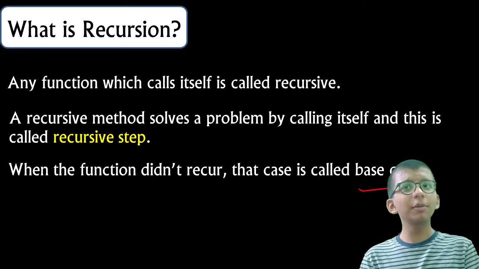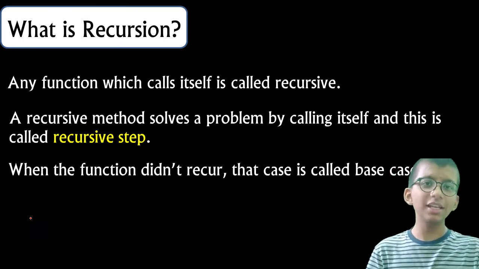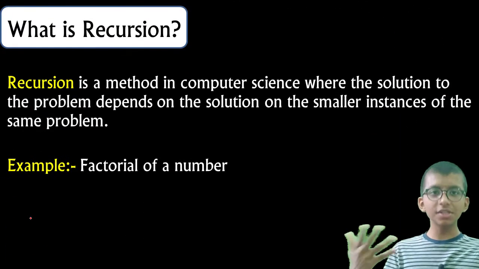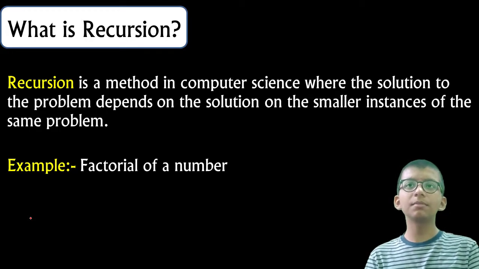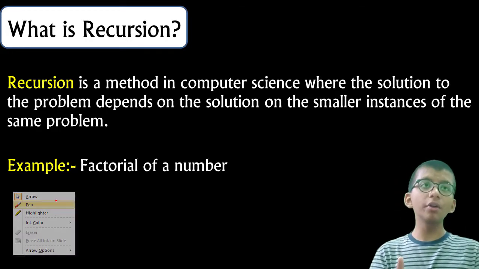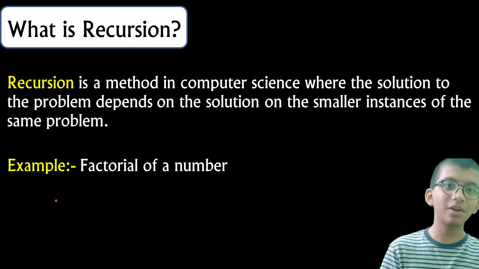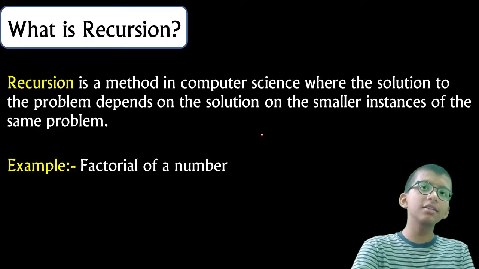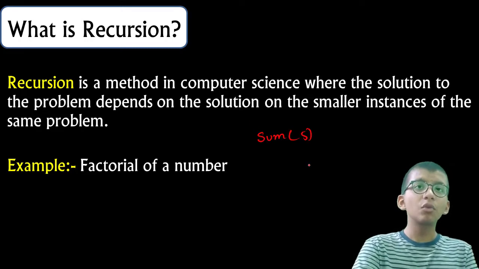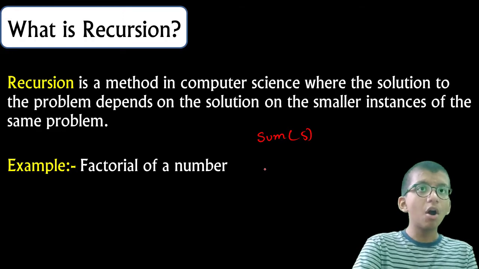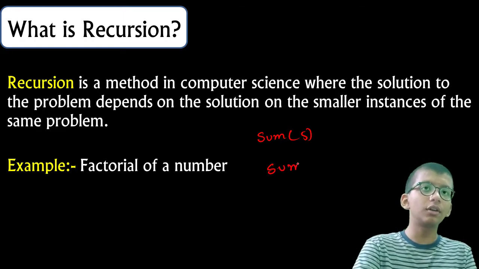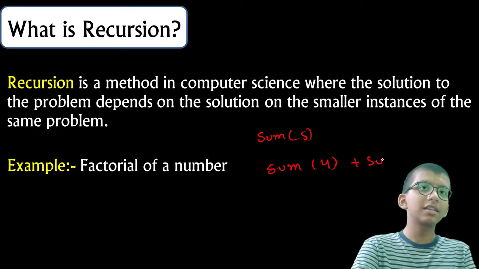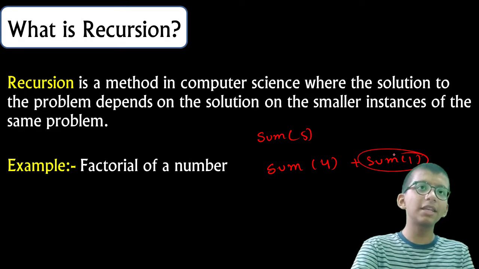The more formal definition is that recursion is a method in computer science where the solution of the problem depends upon the solution of smaller instances of the same problem. What is that? Let's say you wanted to find the sum of 5. If you were given the sum of 4, and you find just one more thing, the sum of 1, then you can simply add these up and you will get the answer.